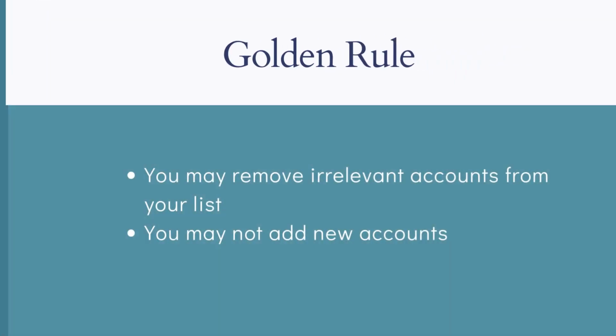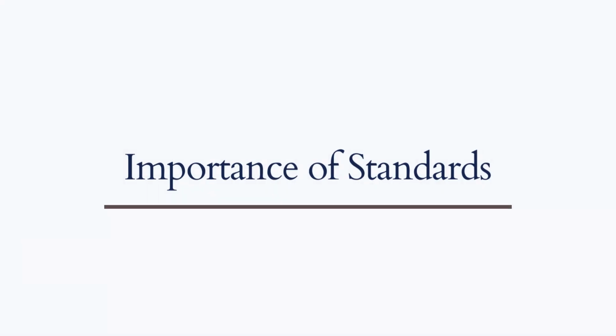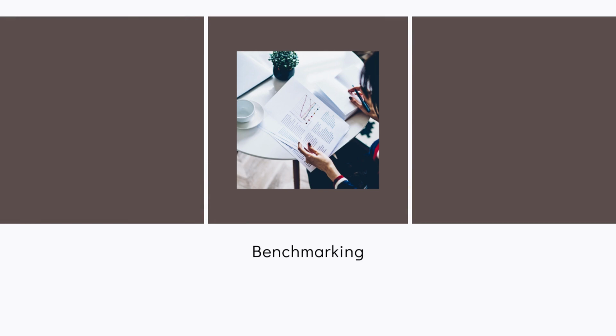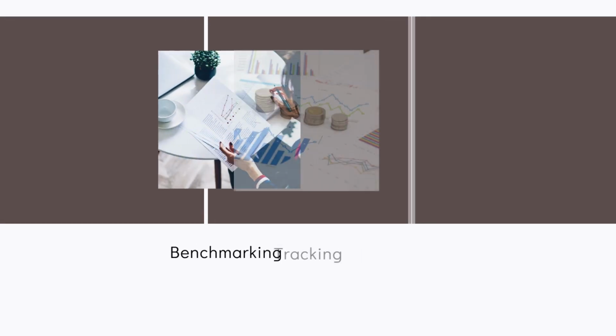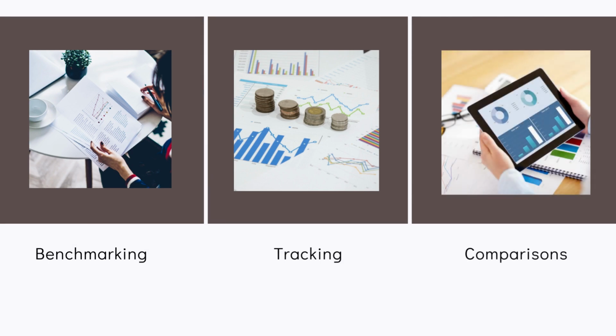Here's the golden rule related to other expenses: you're allowed to remove irrelevant line items from this list, but adding or swapping in other expense line items is not allowed. Why is this important? Because sticking to the standard lineup allows for meaningful comparisons and benchmarking. You can track your hotel's performance over time or compare it to your budgeted amounts. And, if hotels worldwide follow the same reporting structure, you can even compare your hotel to others around the globe.